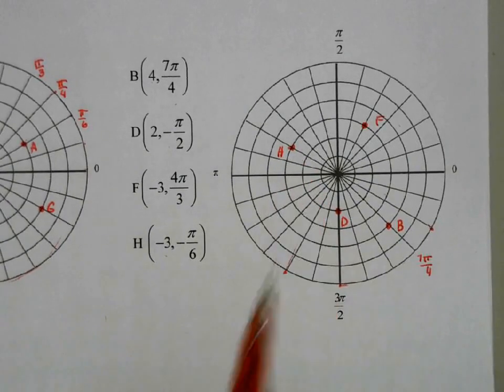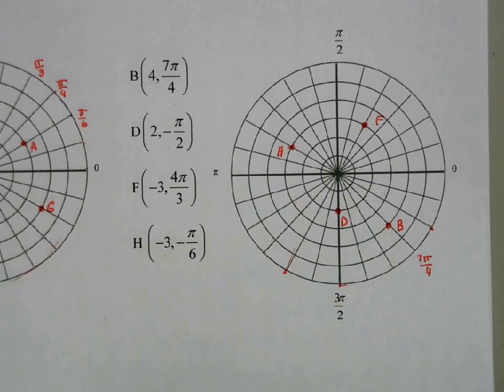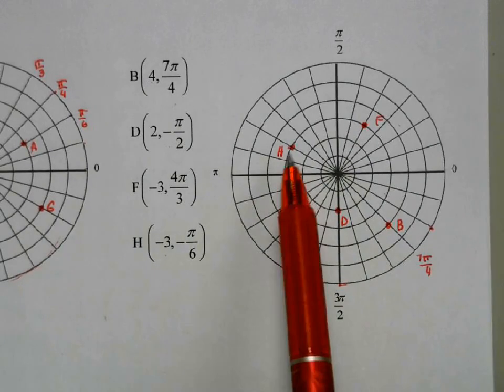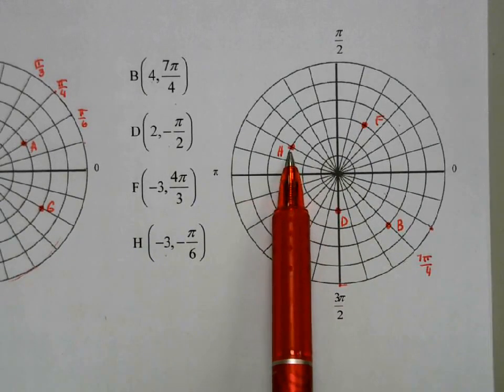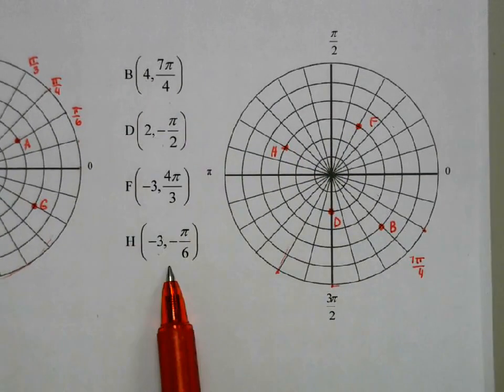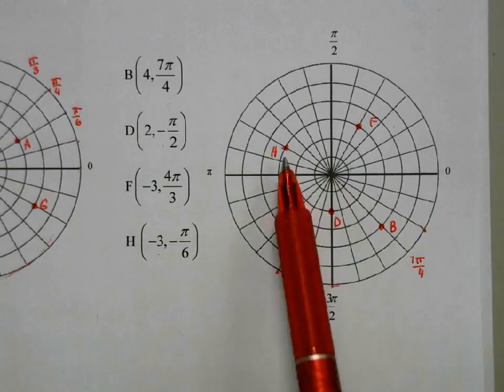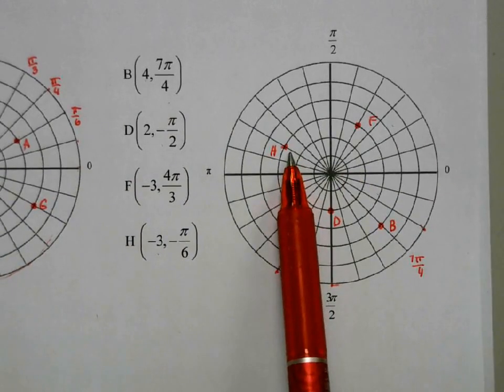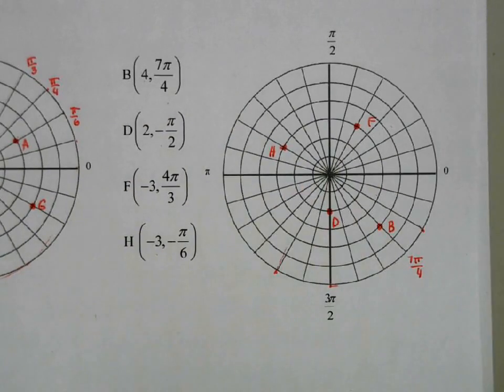So unlike in the Cartesian coordinate system, we have an infinite number of ways that we can refer to a single point, not only with combinations of positives and negatives, but I could add 2 pi to this and end up at that same location. So let's dive into that a little bit.